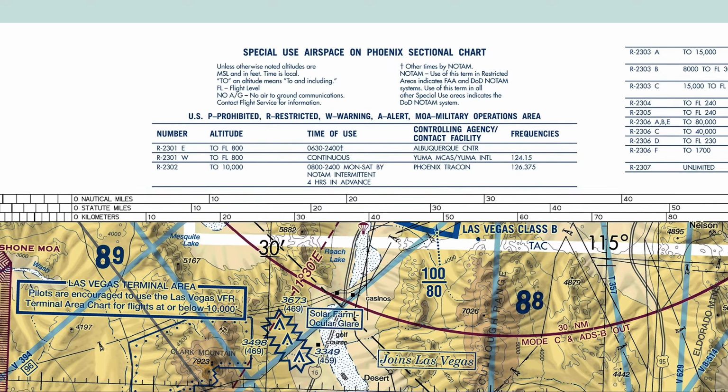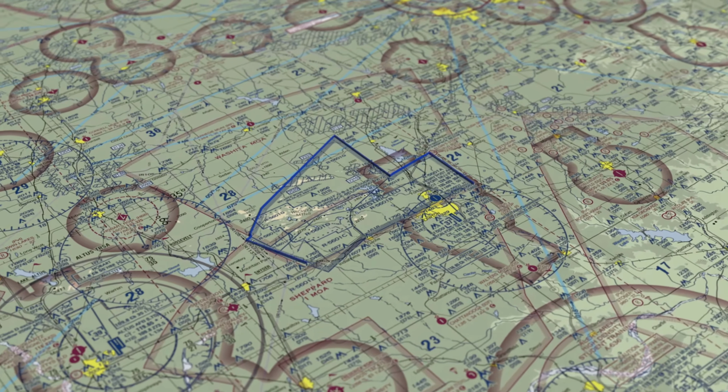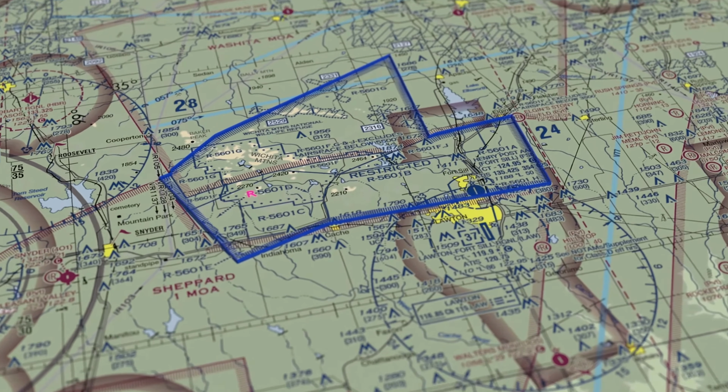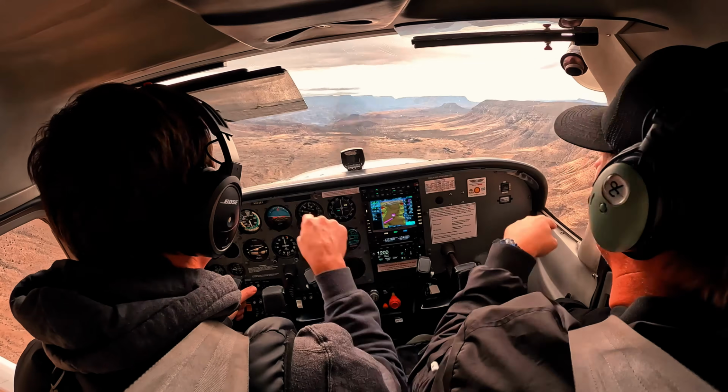So how do you know if they are? By looking at a sectional or your EFB. On the sectional charts, restricted areas are a hatched blue border and the letter R followed by a number. It's always a good idea to contact the controlling agencies before entering restricted areas. You need to be 100% sure that it is not active.